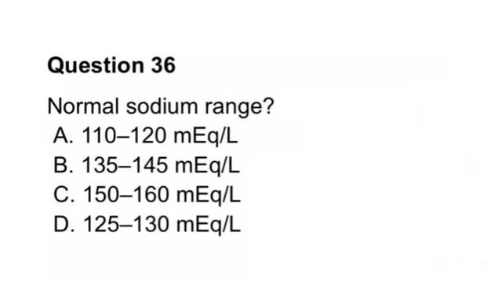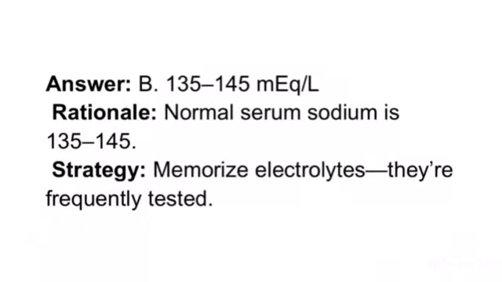Question 36. Normal sodium range? A. 110 to 120 milliequivalent/L. B. 135 to 145 milliequivalent/L. C. 150 to 160 milliequivalent/L. D. 125 to 130 milliequivalent/L. Answer: B. 135 to 145 milliequivalent/L. Rationale: normal serum sodium is 135 to 145. Strategy: memorize electrolytes, they're frequently tested.